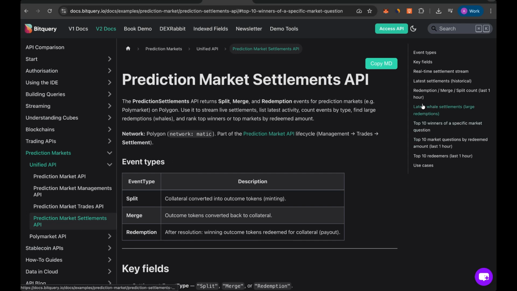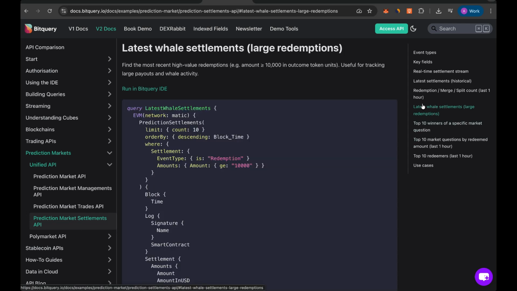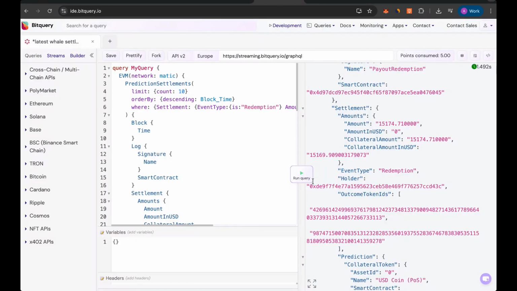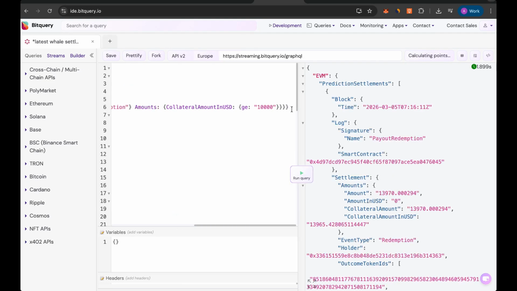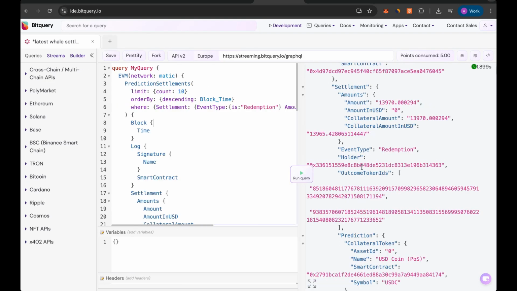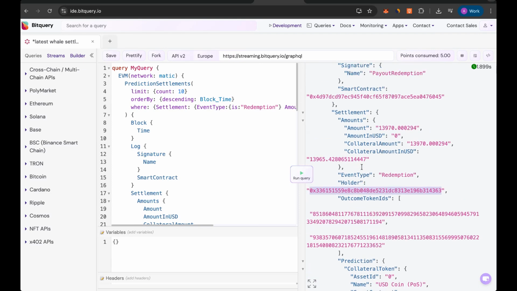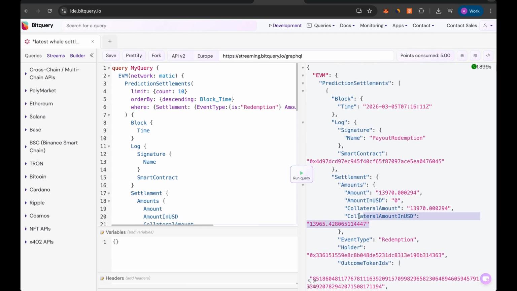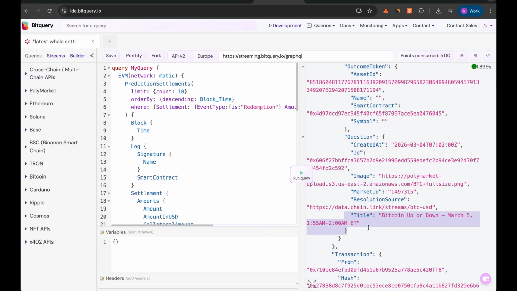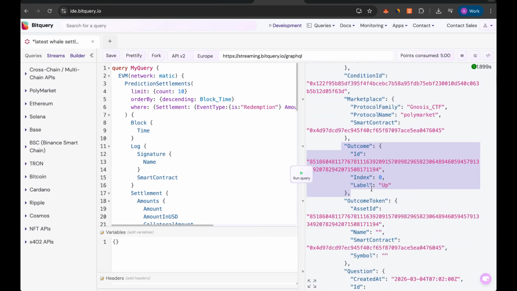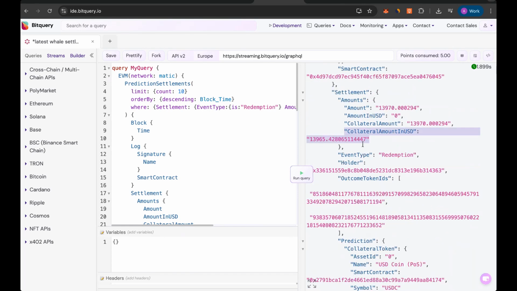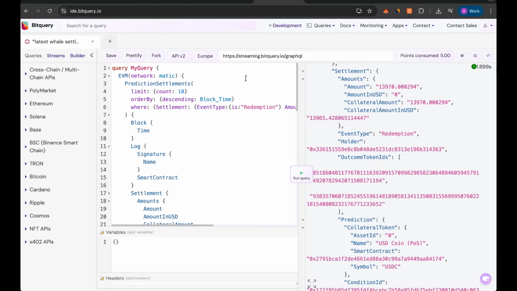Let's see three powerful queries. First, let's track large redemptions from whales. This filters for redemptions over 10,000 US dollars, catching big winners claiming payouts. You get the holder address, amounts in both tokens and USD, which market they won, the winning outcome label, and transaction details. The collateral amount in USD shows their actual payout value.